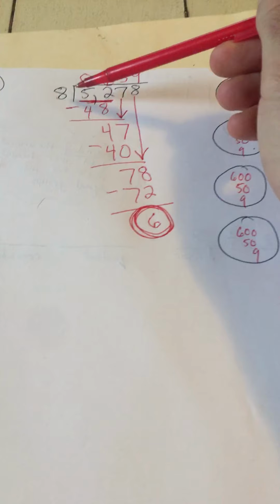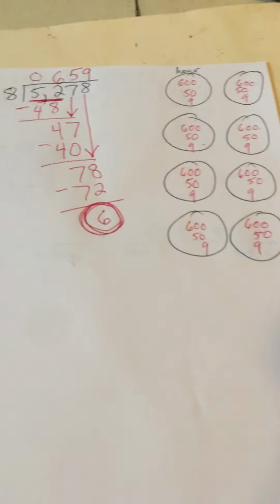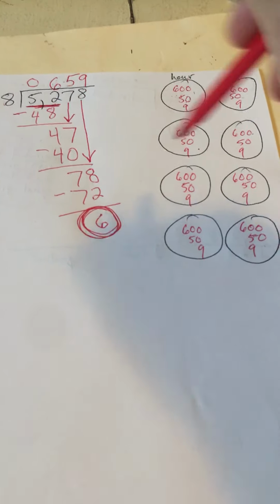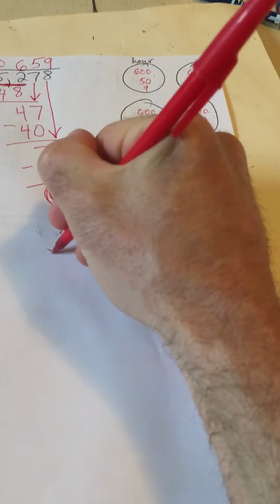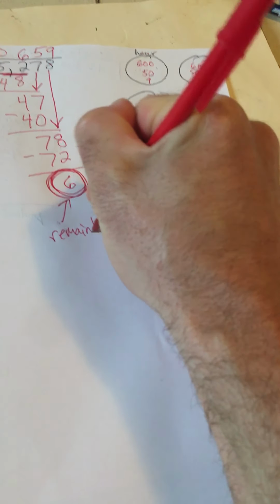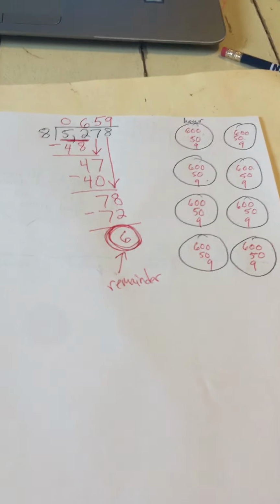And when we're dividing, we need to be making 8 equal groups. So we can't go ahead and put those 6 into 6 of those groups because then they won't all be equal. So that is known as our remainder. That is how much is left over that won't fit into those groups.